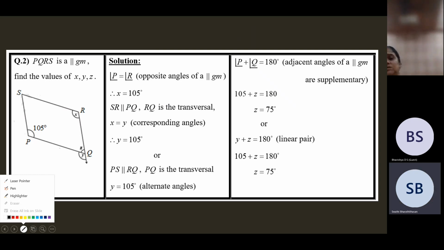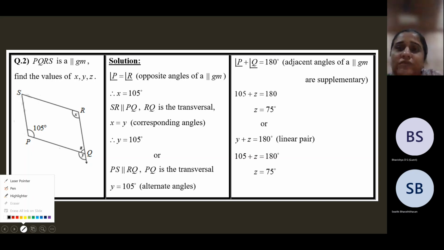Done, ma'am. Writing, children? Yes, I'm done. All right. Maybe I'll share a video with you explaining parallel lines intersected by a transversal and the different types of angles: corresponding angles, alternate angles, co-interior angles. I'll share a video, children. Watch that video before you join the next class, all right?